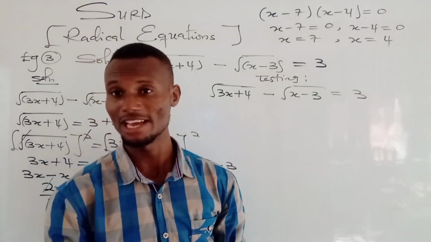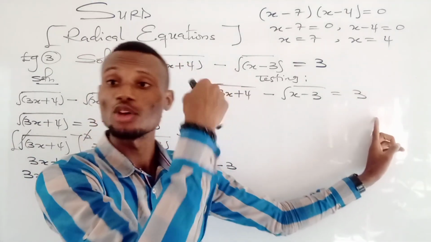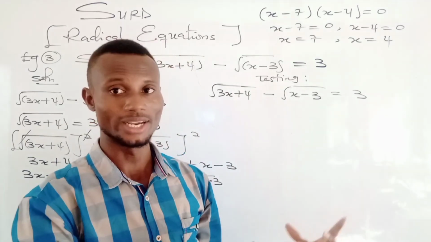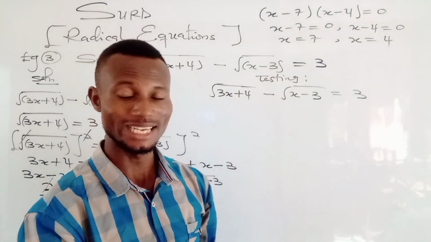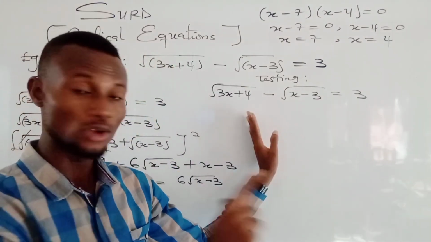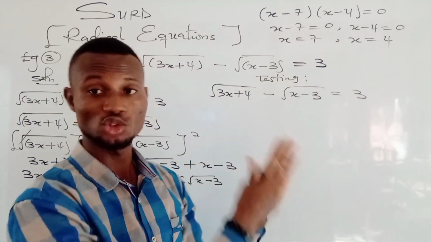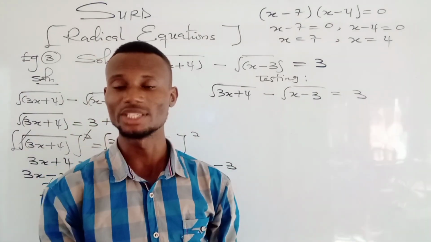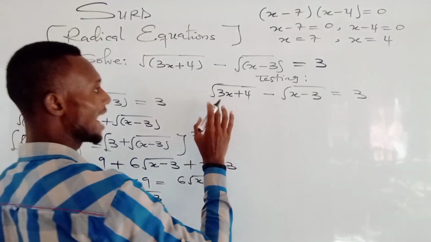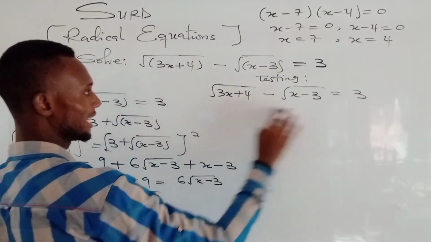If we don't get a value equal to the 3 here, it means s equals 7 is not a solution to the given equation. But if we succeed in getting a value on the left hand side of the equation equal to 3, then it means s equals 7 is a solution to the equation. So let's do the testing for us to see. Wherever I see s here, I'm going to put 7 in the equation.